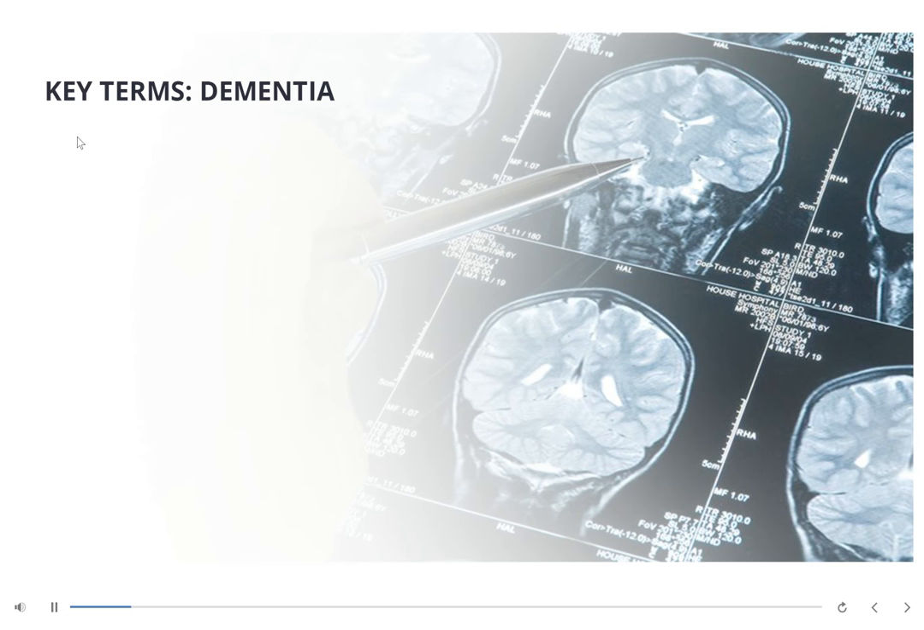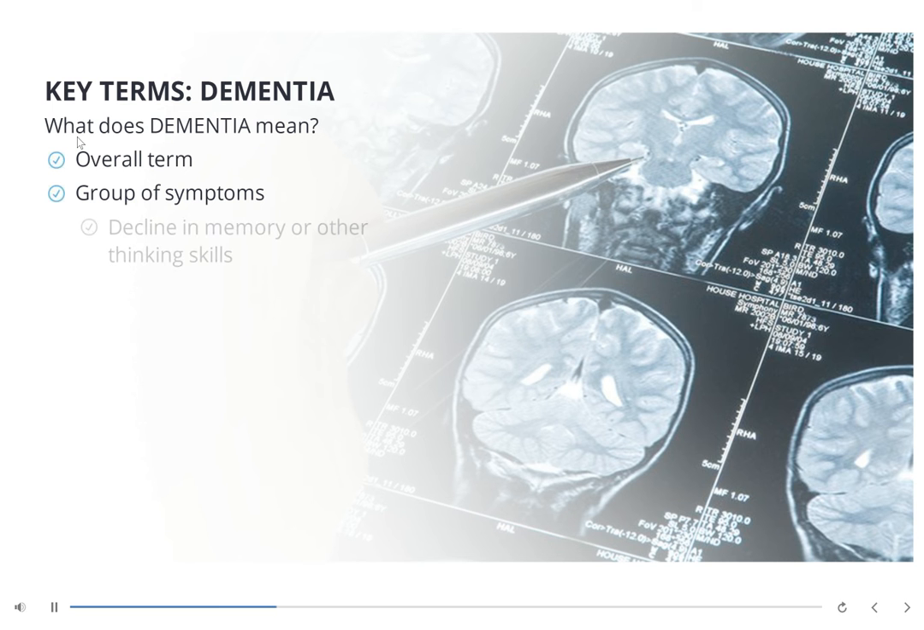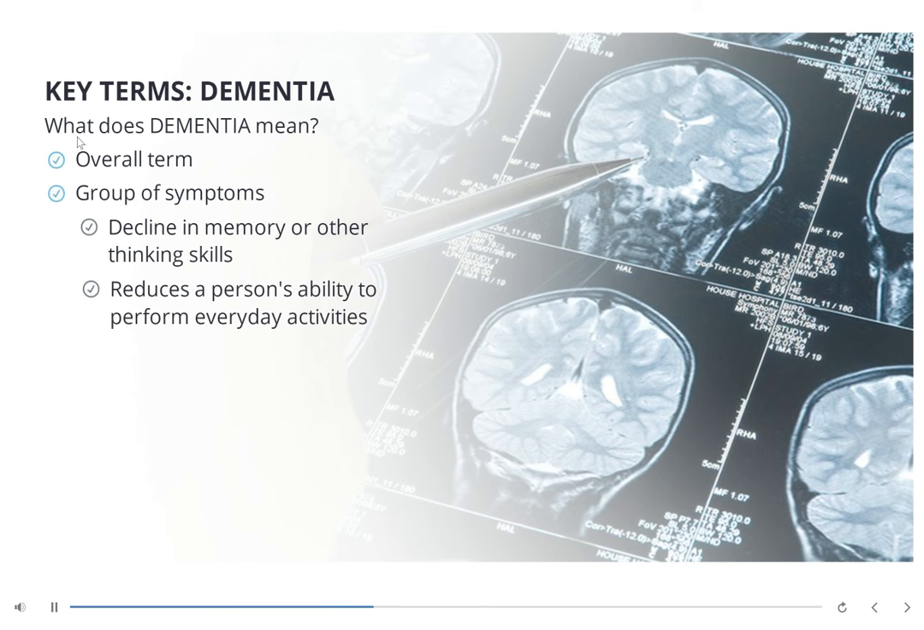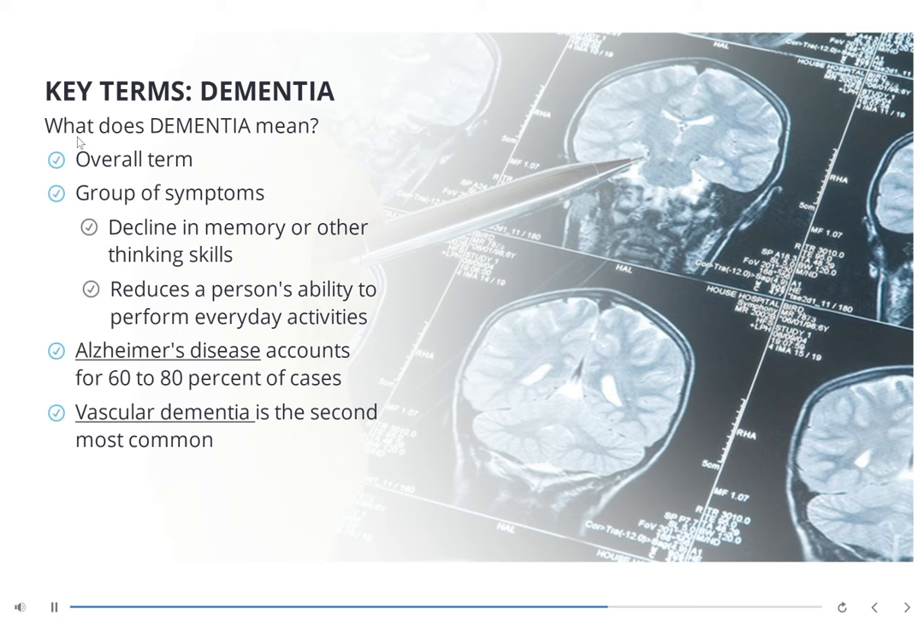The Alzheimer's Organization defines dementia as an overall term that describes a group of symptoms associated with a decline in memory or other thinking skills severe enough to reduce a person's ability to perform everyday activities. Alzheimer's disease is a type of dementia, and it accounts for 60 to 80% of cases. Vascular dementia, which occurs after a stroke, is the second most common dementia type. There are other types of dementias, including frontotemporal lobe and Lewy body.